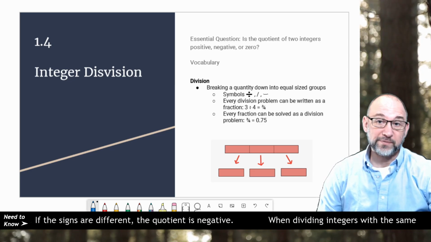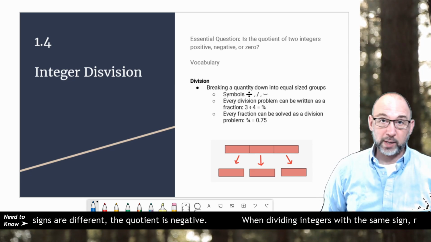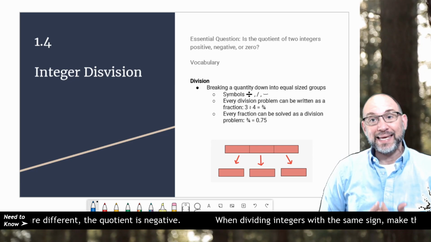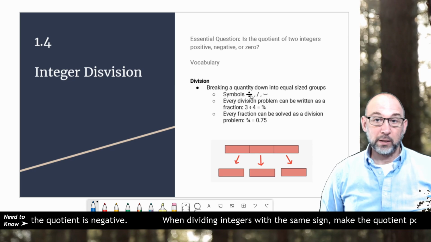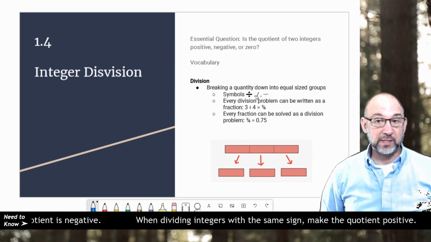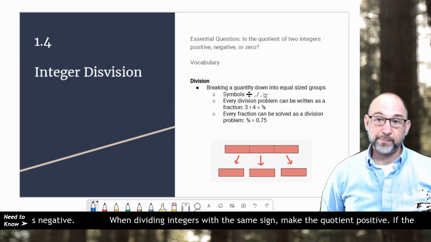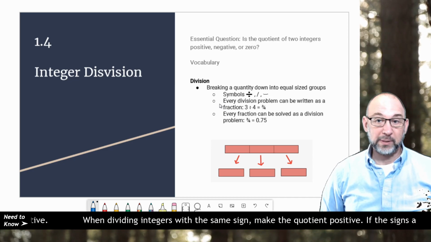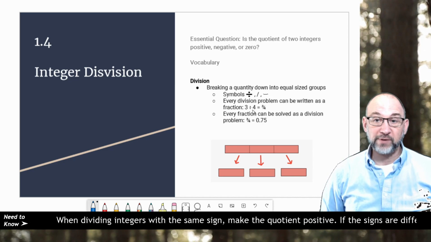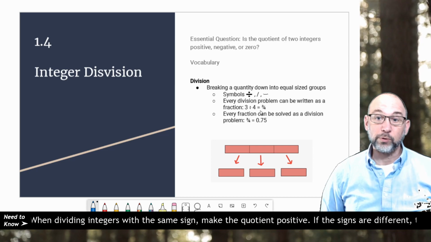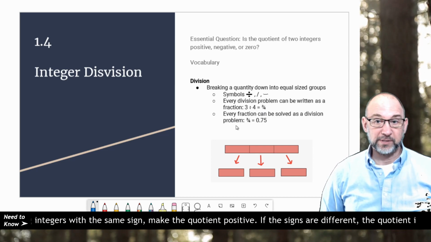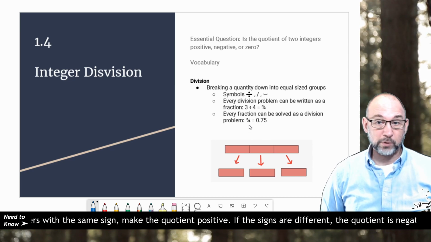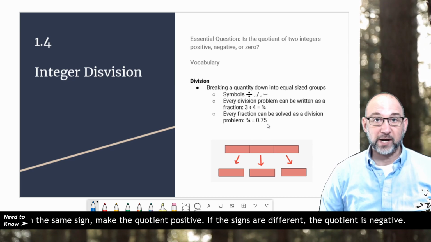And when we talk about division, we're talking about taking a quantity and breaking it down into equal-sized groups. It has several symbols. It can be the line with the dot above and below. It can be the slash, and it can be the fraction bar. Every division problem can be written as a fraction. For example, 3 divided by 4 is equal to 3/4. And also every fraction can be solved as a division problem. So if we took 3 divided by 4, we would get 0.75.